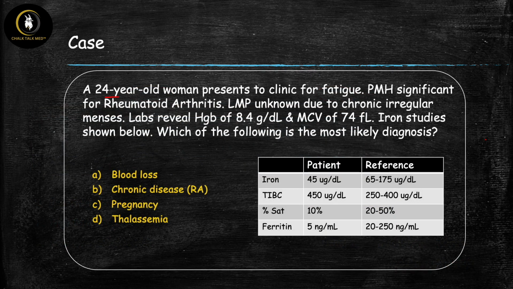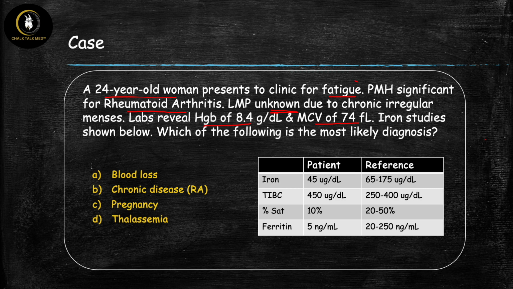Return to our case. Remember, we have a 24-year-old woman who's coming in for fatigue. Past medical history is positive for RA. LMP is unknown because the patient has irregular menses chronically, and the patient's labs reveal anemia with an MCV of 74. So what does an MCV of 74 mean? If it's less than 80, that means it's microcytic. So far we know this patient has microcytic anemia, probably why she's fatigued.